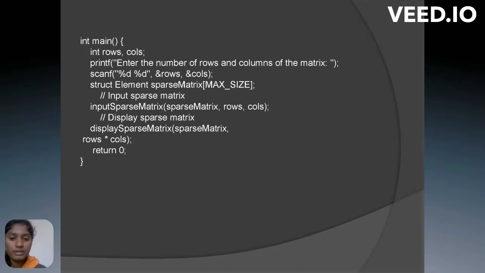Here we see int main, int row, column, printf enter the number of rows and columns of the matrix, scanf %d and %d for rows and columns, struct element sparseMatrix of maximum size. In the sparse matrix, rows and columns, displaySparseMatrix, rows into columns, and return 0.